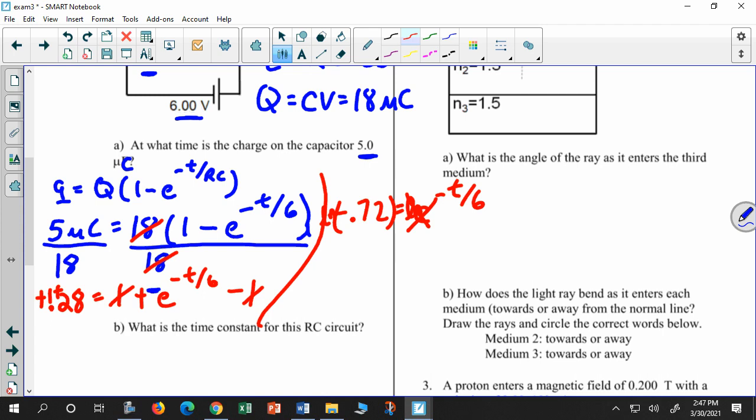So negative 0.72 is equal to e to the minus t divided by 6. So I'm taking the natural log of positive 0.72, which is negative 0.33, and that's equal to negative t over 6. And so t is equal to 6 times 0.33, which is 2 seconds, basically. Okay?